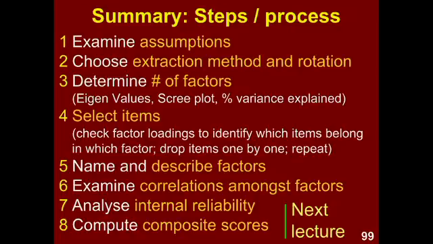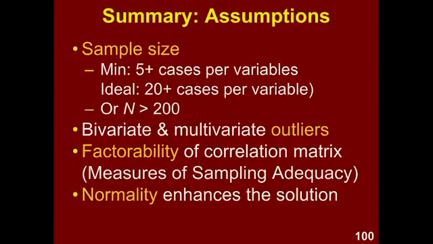Task 1 then is answer the question, how many factors? You can use eigenvalues, you can use theory, you can use the scree plot, and you can look at the target variance explained. Then work out which items to keep and which items to leave out, dropping the items one by one, particularly if they're complex. Make sure you can name and describe your factors, get the correlations between the factors, and then we'll look at reliability and composite scores next week.